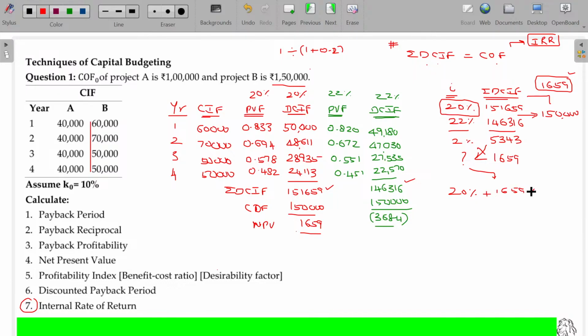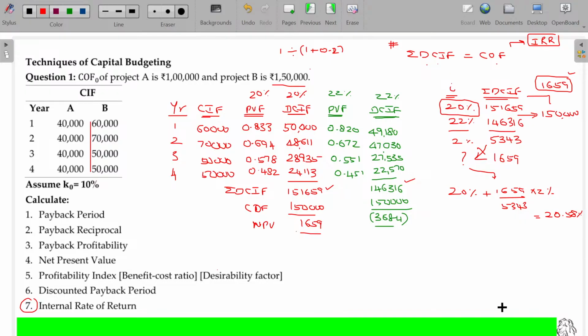1,659 into 2 divided by 5,343. Then what is the ultimate value? 20.62 or 58? 58. Okay, a rounding error will be there, no need to worry about this. 20.58 will be the answer. Is that clear? 20.58 will be the answer.